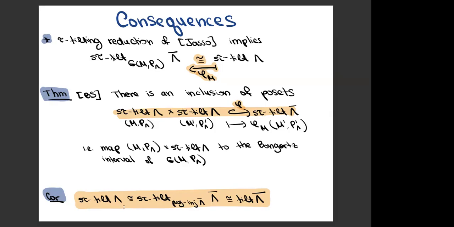You've already seen that the support tau tilting poset of lambda is isomorphic to the tilting theory of lambda bar. And then both are actually isomorphic to this Bongartz interval of lambda bar of the projective-injectives. I actually tried proving directly that these two are isomorphic, and I was having a hard time. So actually, this is a corollary of that, which is much nicer.